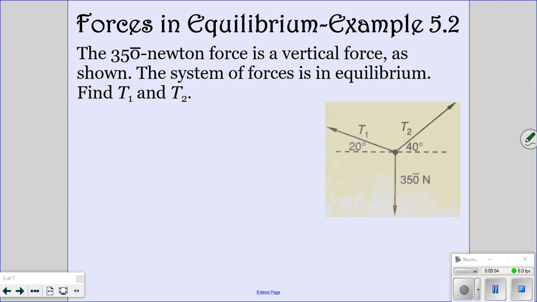Okay, so now we're going to look at this one. We again have three forces. We have 350 pulling down, and then we have a T1 and a T2. So this one's going to be a little bit more work because neither T1 nor T2 is directly vertical or horizontal. So we're going to split it into triangles.